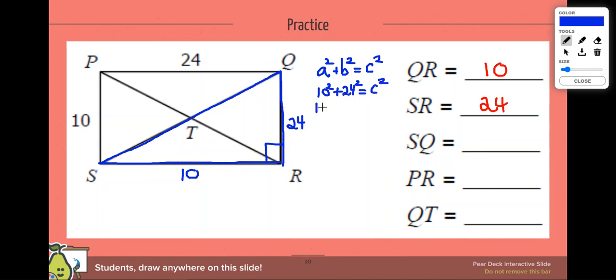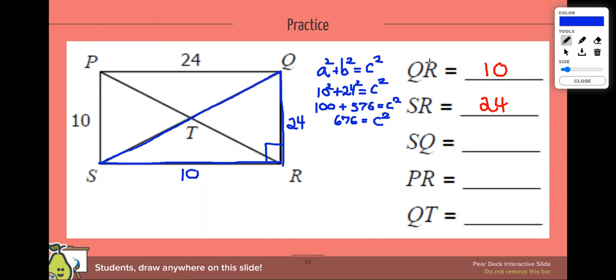10 squared is 100, and 24 squared is 576. That's equal to c squared. Now we add these two together, giving ourselves 676. It's equal to c squared.